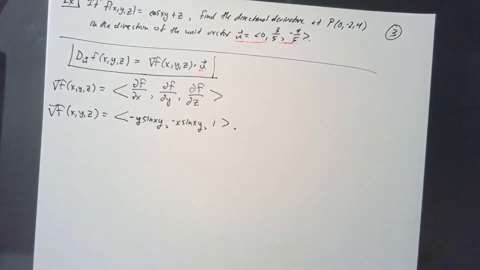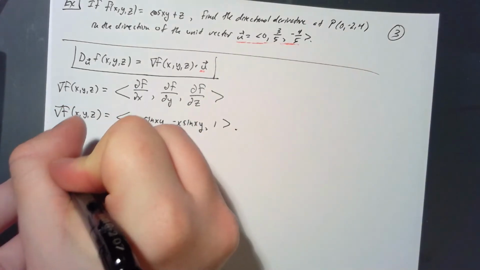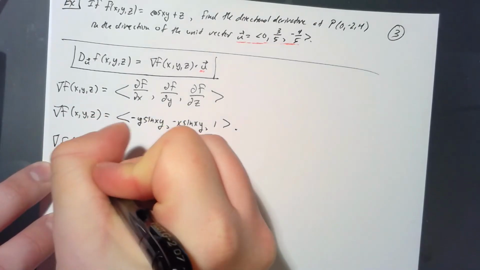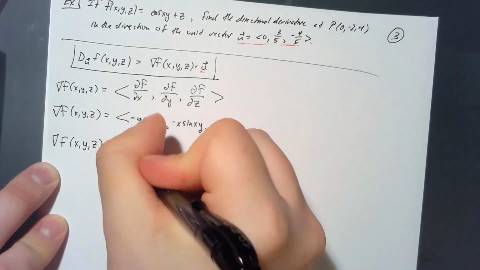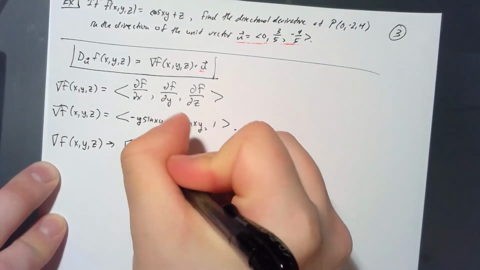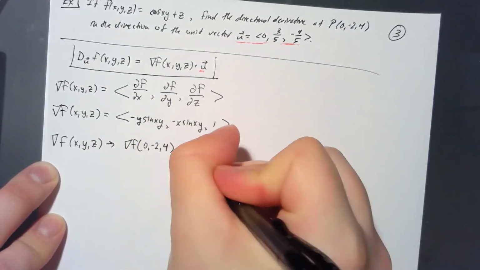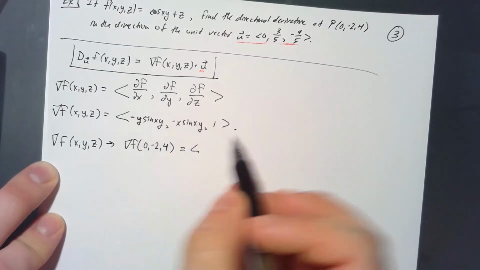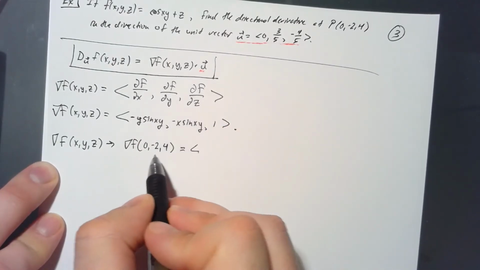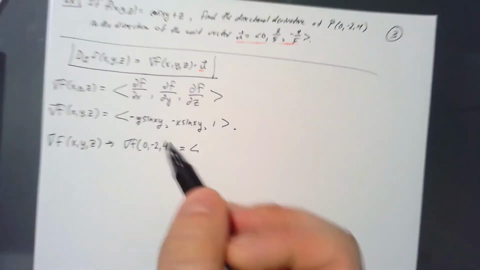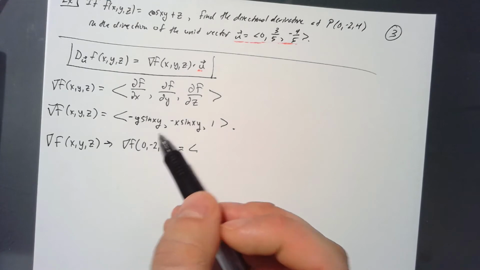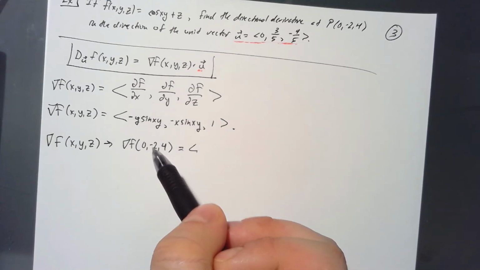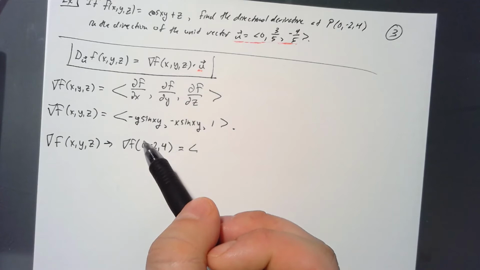All right, where's my gradient? Now I have to figure out my gradient at the given point, which is (0, -2, 4). And that'll give me this vector at that particular point. So plug in 0, -2, and 4 in here. So, all right, when you do that, negative 2 goes here, sine of 0 times 4.